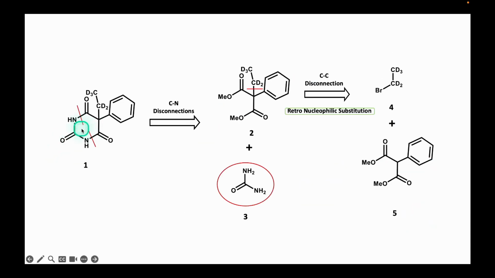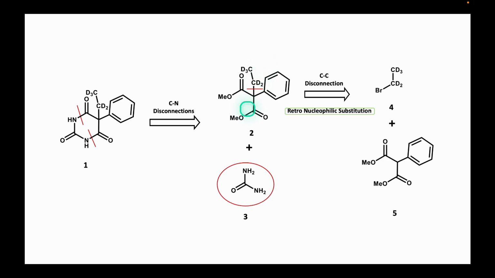The endocyclic urea fragment functions as a retron, and two carbon-nitrogen disconnections result in a substituted malonic ester with a penta-deuterated ethyl chain as the first precursor and urea as the raw material. The deuterated chain is attached to an alpha carbon to the two ester groups.